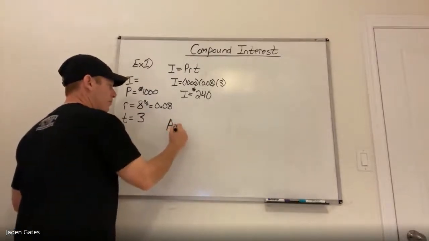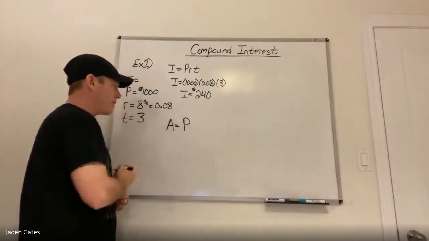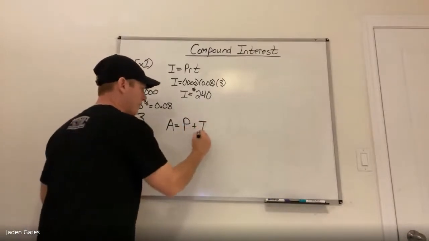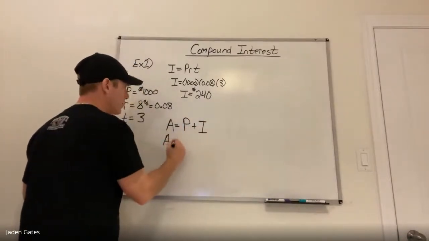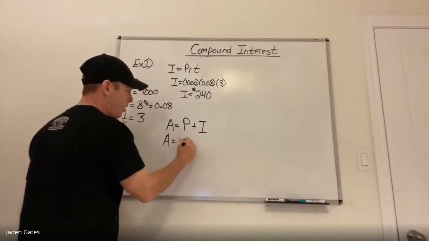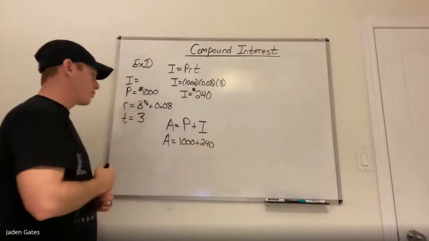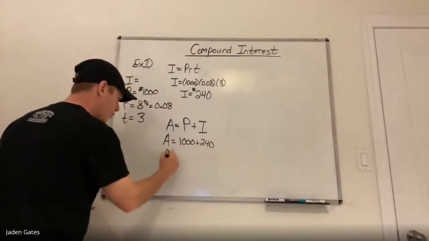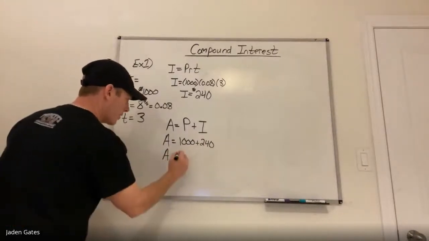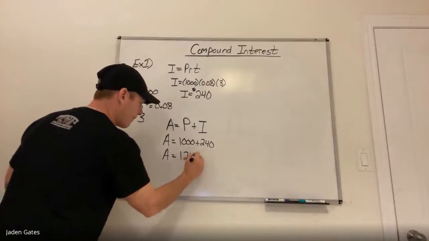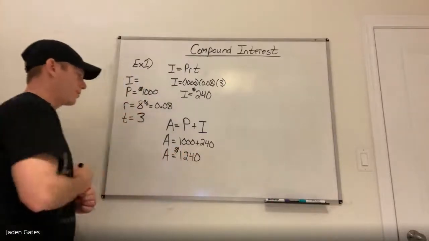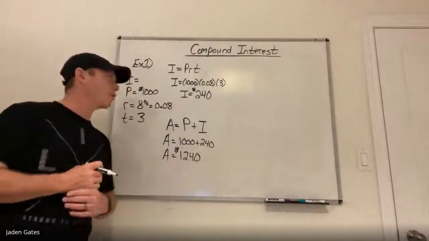And again, the amount is the principal, the money you put in, plus the interest you made. So in this case, our amount is $1,000 that was put in, plus $240 of interest that was accumulated, which as a final number is going to be $1,240. All right, so that's the amount that would be accumulated.